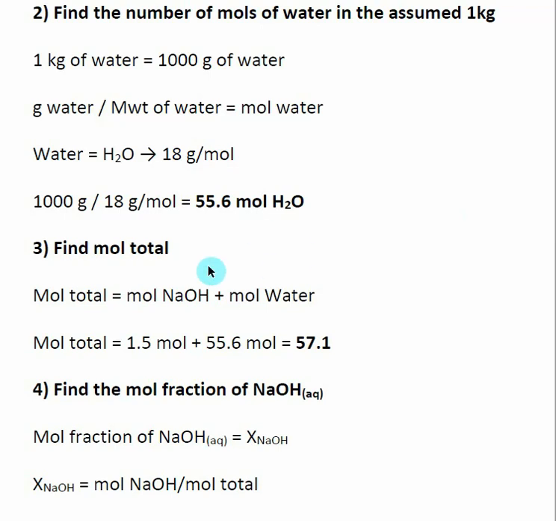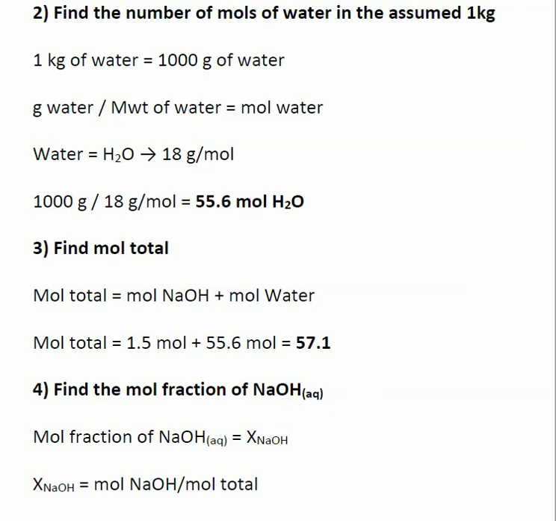For the mole fraction, we're going to need to know what mole total is. So what's the total number of moles of solute and total moles of solvent? We found both of these pieces of information. We found moles of NaOH, and right here we found the number of moles of water. I add those two numbers together to get the total number of moles, which is 57.1. Now that we have that information, we can go ahead and find the mole fraction.